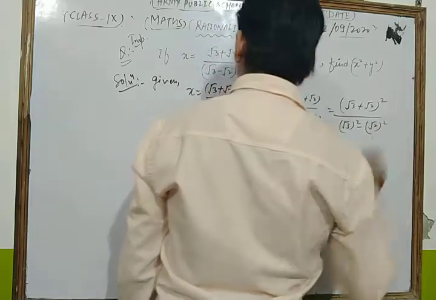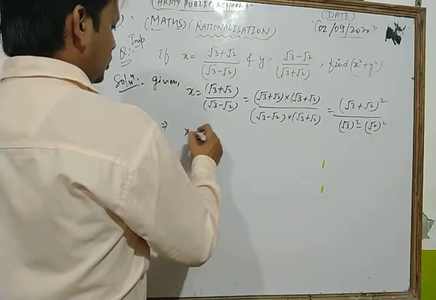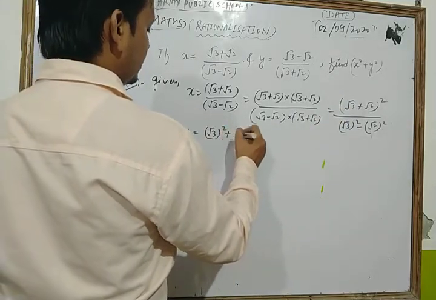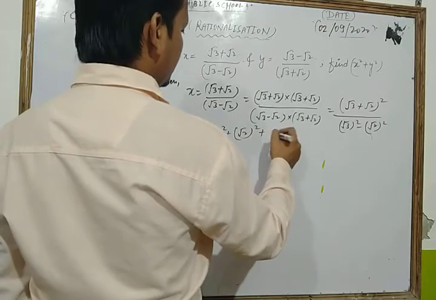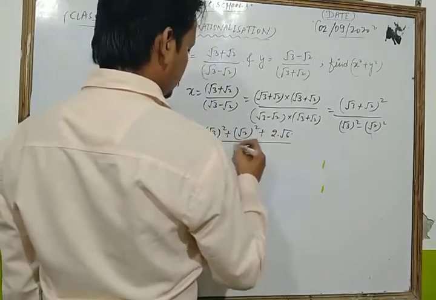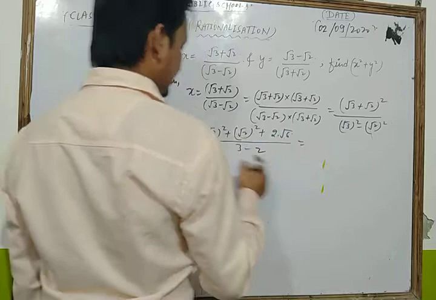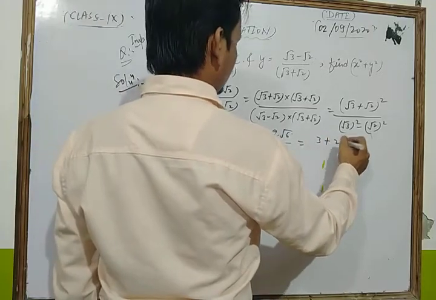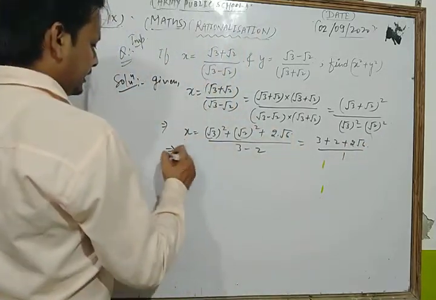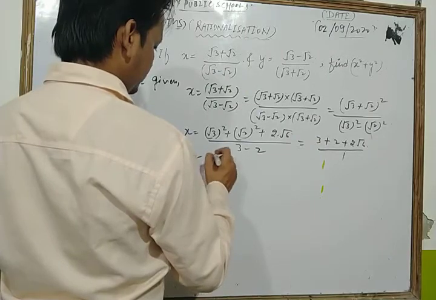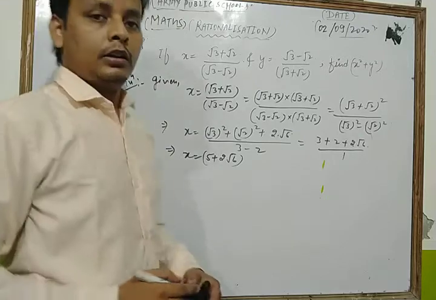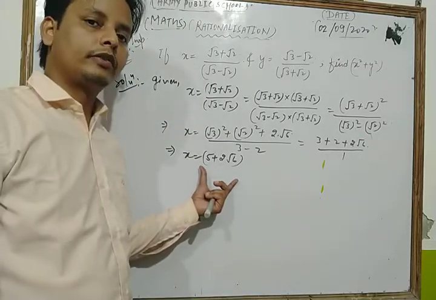Now look what I do, we write x is equal to a square plus b square plus 2ab, that is 2 into root 3 into root 2, which is 2 root 6. In the denominator, dear student, root 3 square is 3 and root 2 square is 2. So we get (3 plus 2 plus 2 root 6) upon (3 minus 2), which is 1. So we get the value of x as what? 5 plus 2 root 6. This is the value of x after simplifying.